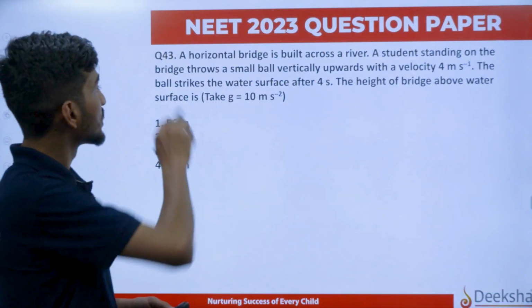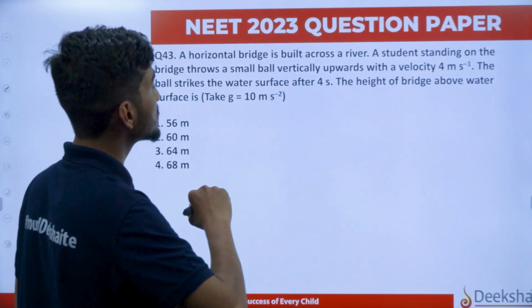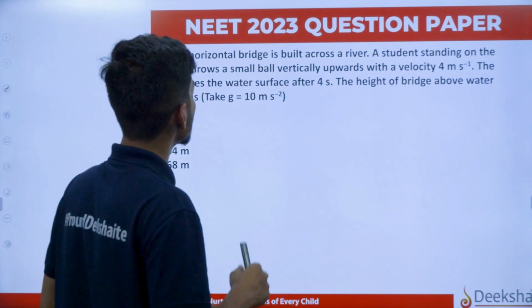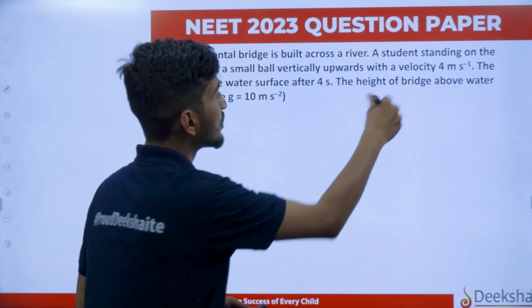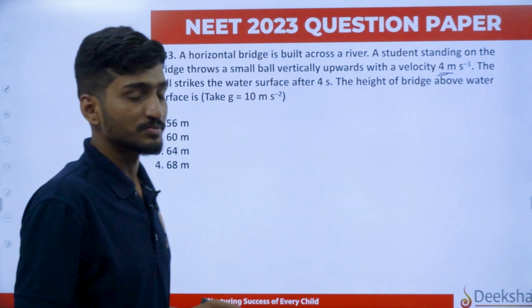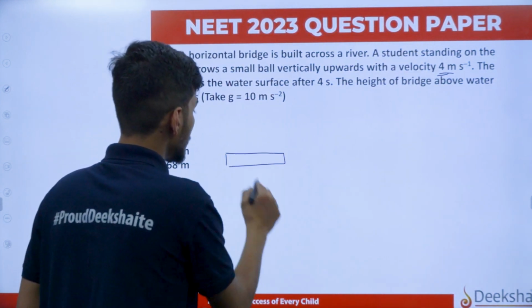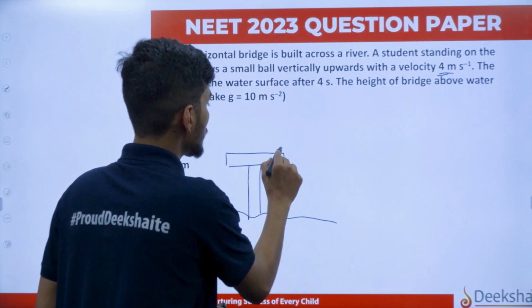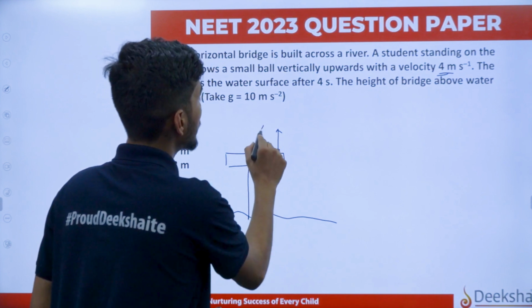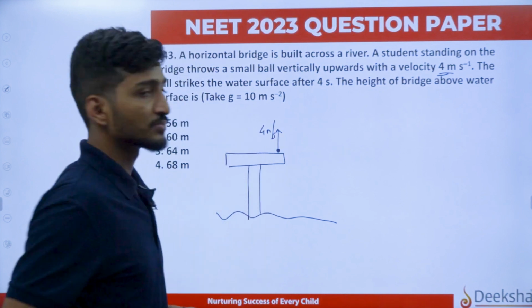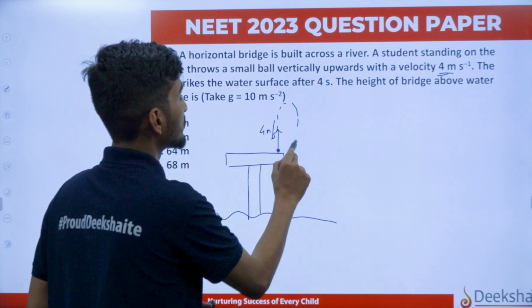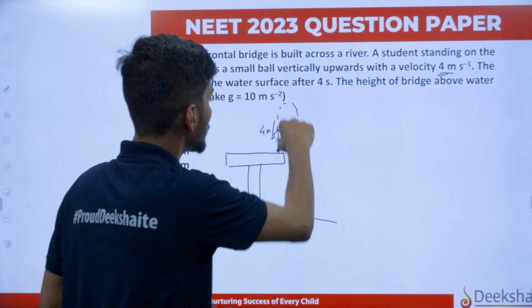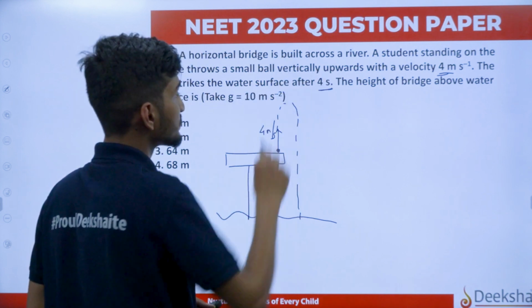Let's look at this question. The question says, a horizontal bridge is built across a river. A student standing on the bridge throws a small ball vertically upward with a velocity of 4 meters per second. So basically, this is a bridge, this is the water. Some student is throwing a ball vertically upward with 4 meters per second like this. This ball is going up, coming back down into the water, okay? The time taken to do this whole thing is 4 seconds.